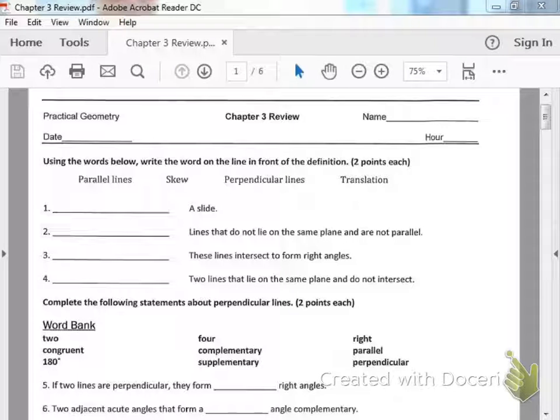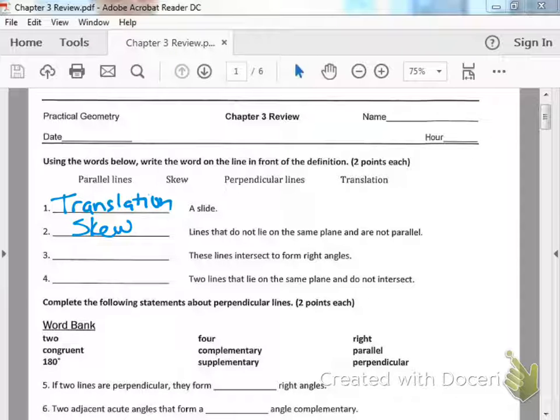So here is the Chapter 3 review. First page is a lot of vocab. What is a slide? A translation. Good. All right, what'd you get for number 2? Lines that do not intersect and do not lie in the same plane. They're not parallel. Skew. Good.